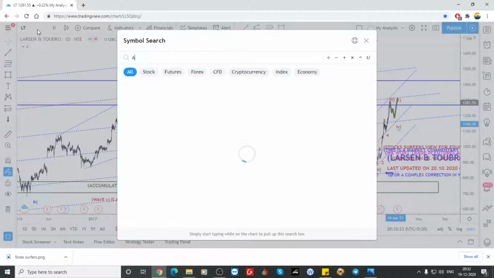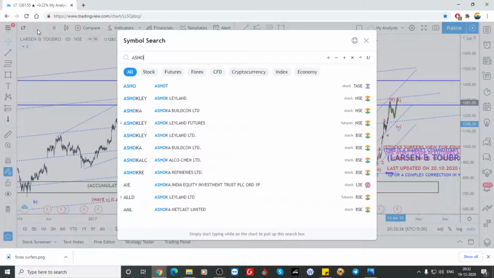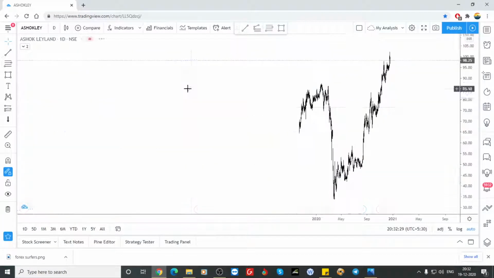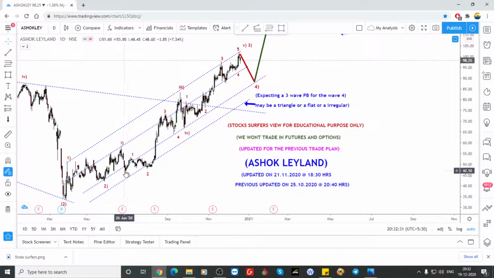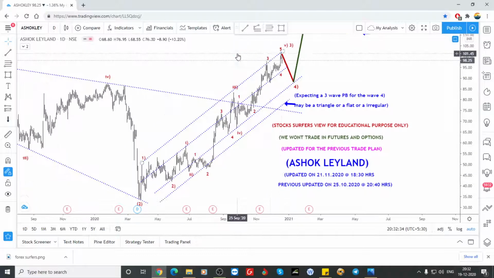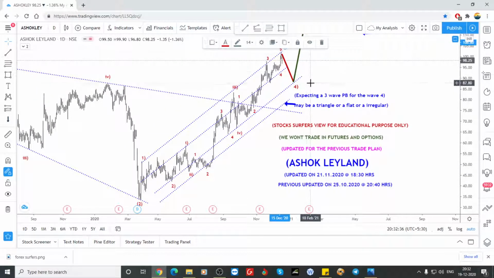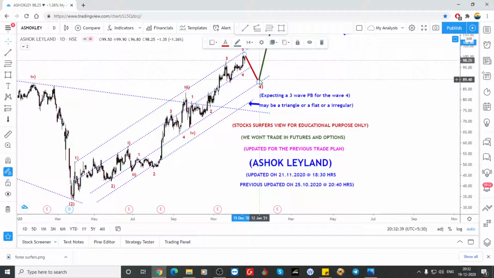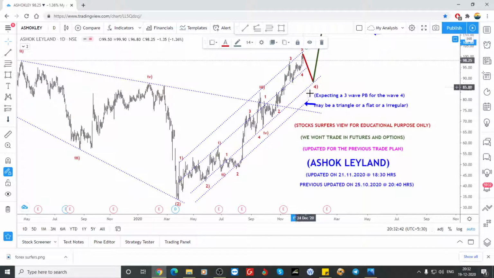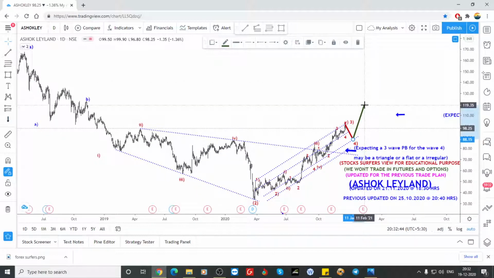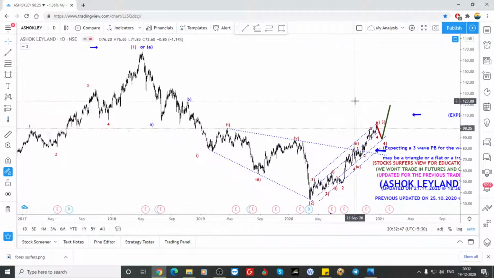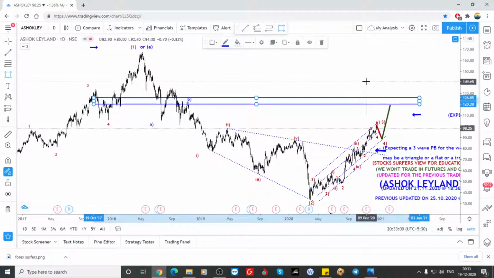So let's move on to Ashok Leyland. So Ashok Leyland also 1 2. So 3 is completed here. So I'm looking for the three-way structure, nearly to the 90 zone, and again I'm expecting only for that upper side. So the next target will be around 122. Yeah, 122 is the next zone. This zone is my target zone.